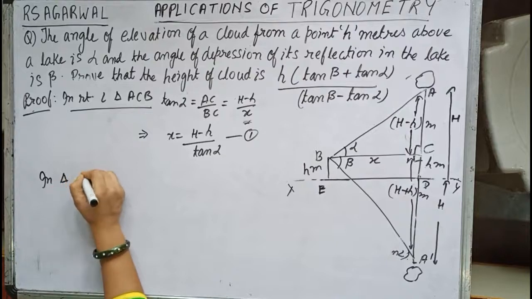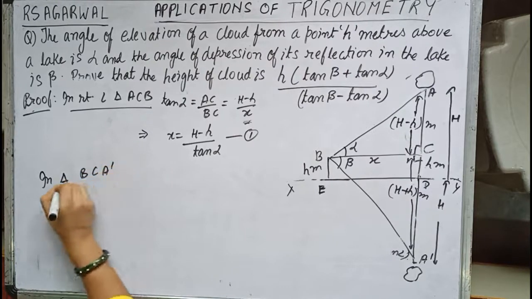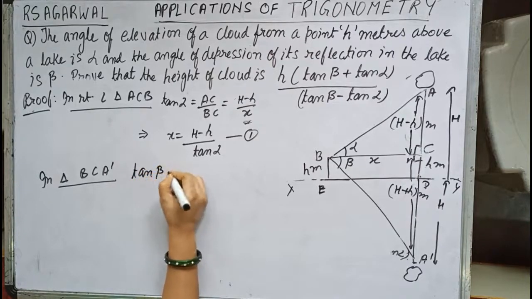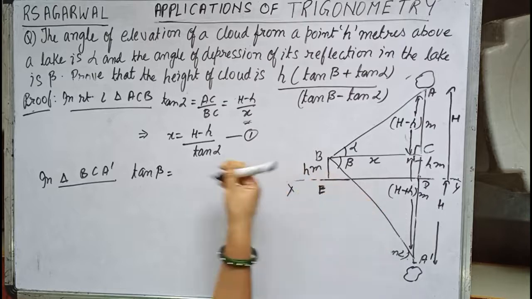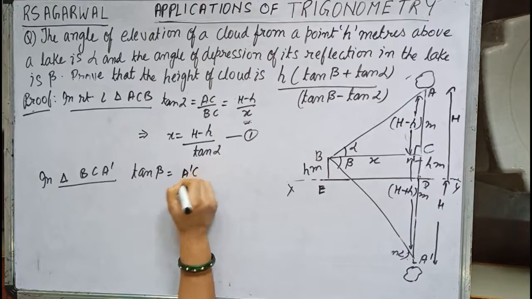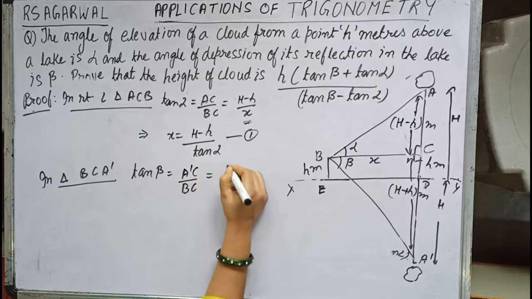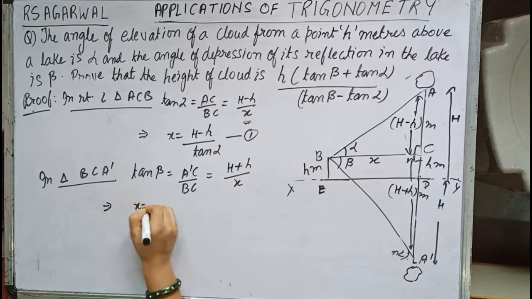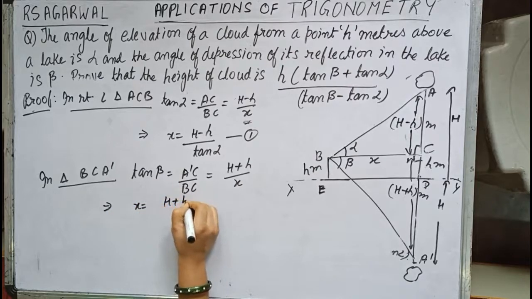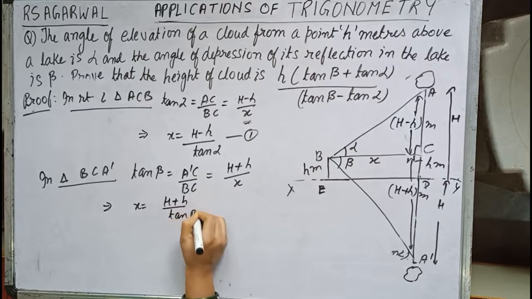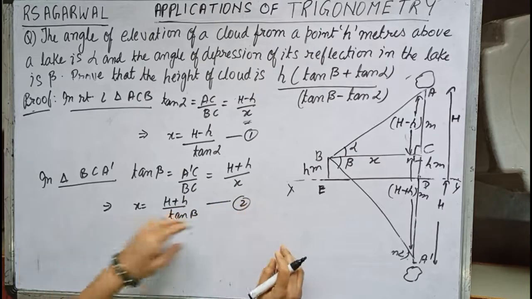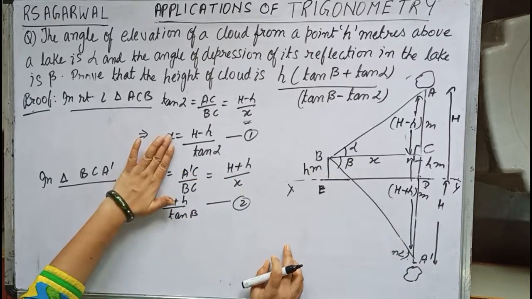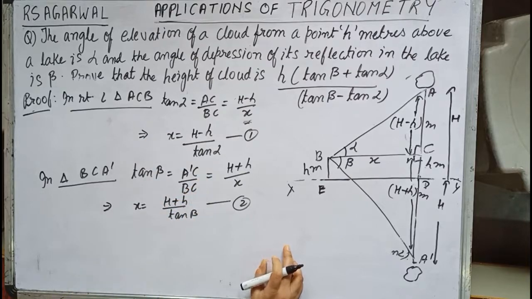Again, in triangle BCA dash, tan of beta equals perpendicular by base. So what we will write? A dash C by BC. Now A dash C is capital H plus small h by x. Now this implies x equals capital H plus small h by tan beta. Very simple. What we did? In triangle this, we calculated the value of x. In triangle this, we calculated the value of x. Why? Because now we will eliminate x to equate equation 1 and 2.